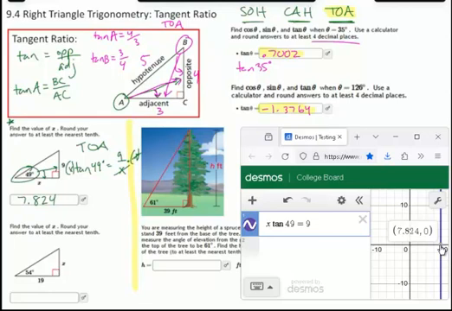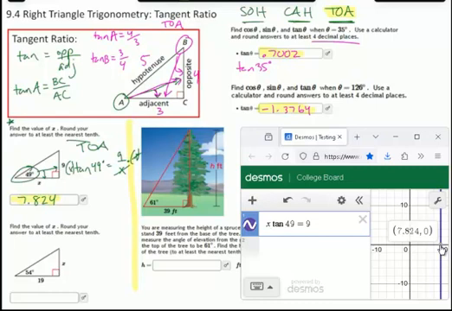Now, if we needed to do calculations with this number, anytime you do further calculations, you have to use the exact number, not an approximation. So the 7.824 is not really as precise as what we can get. But this is fine where this answer is, right? It asks you for the nearest tenth. We've already gone past that, so we're good with our answer here.